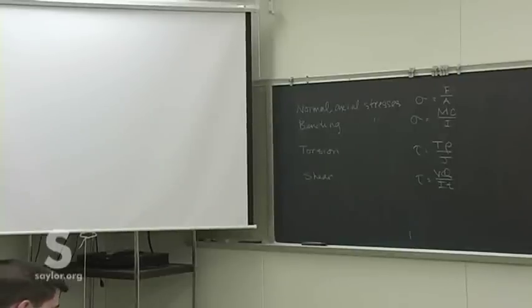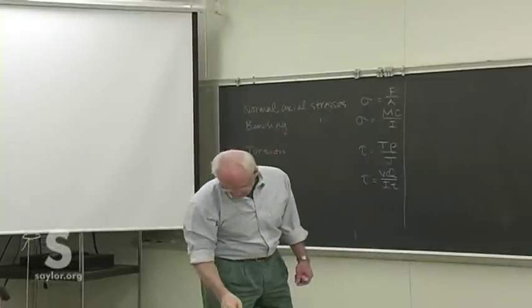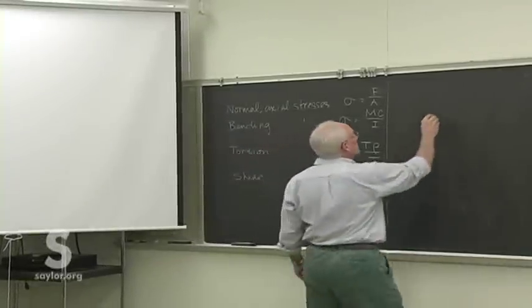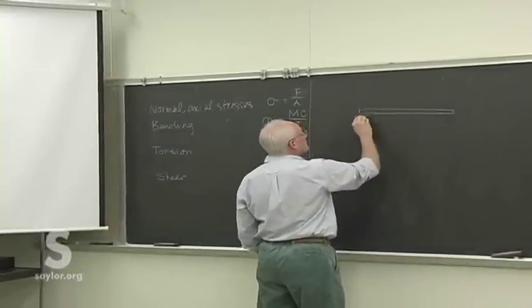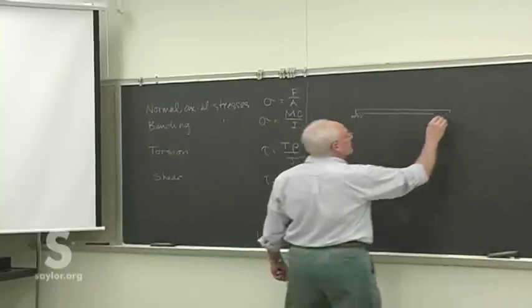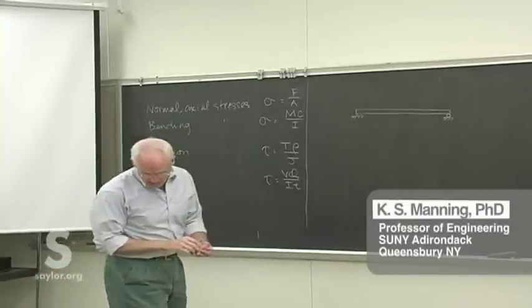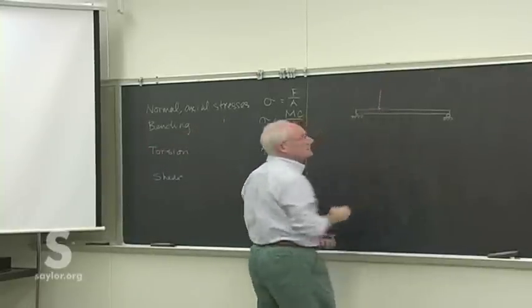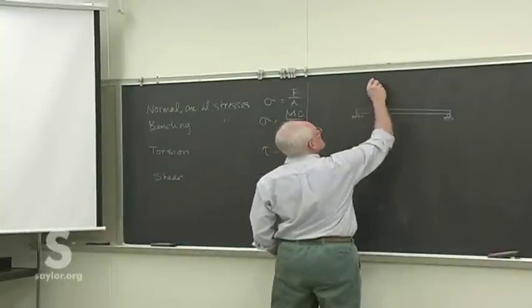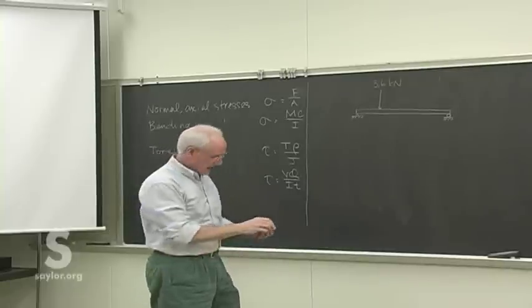Now we're going to look at the possibility of loading such that these things will be combined. For example, we could have a beam that was loaded in this fashion. Simply supported, in fact, as simply as it could possibly be, just two end supports, and then some kind of load in here. What we typically look at is some kind of load like this. So we'll put 3.6 kilonewtons there, and that will be it.